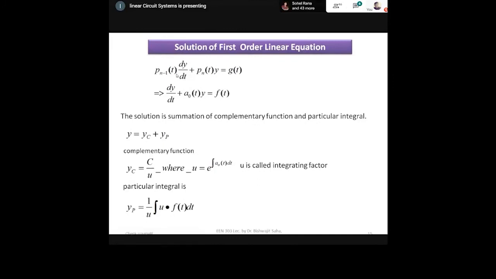You can see, after that we have taken the common of the coefficient of the first derivative dy by dt. After taking out the coefficient of dy by dt, we have changed the coefficient of the y term. That becomes a0. That means a0 is going to be equal to Pn of t divided by Pn minus 1 of t. Understand? And g of t divided by Pn minus 1 of t equals f of t.